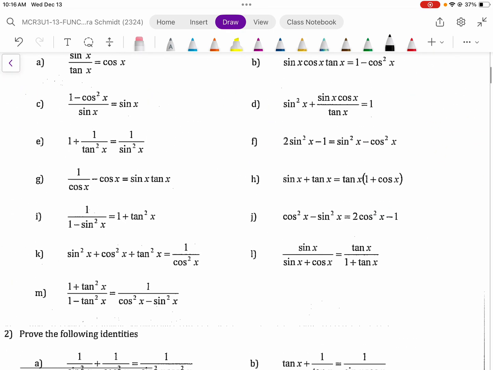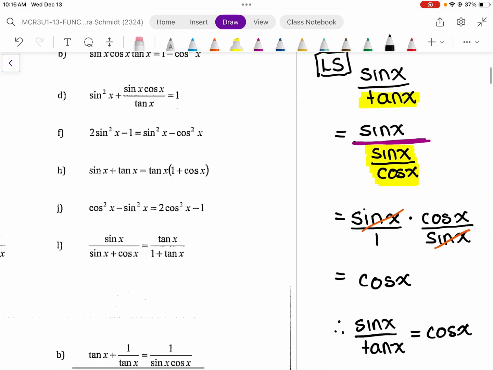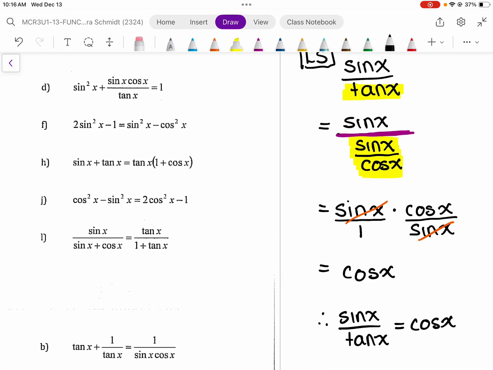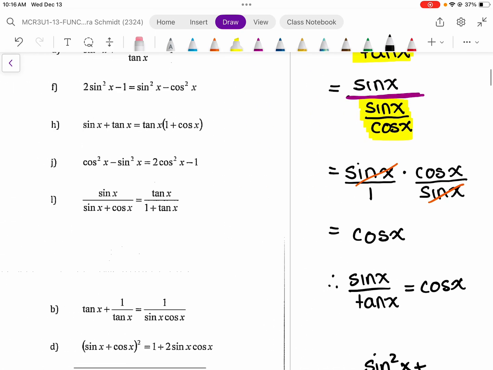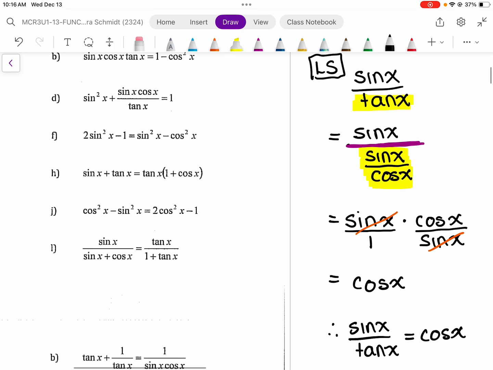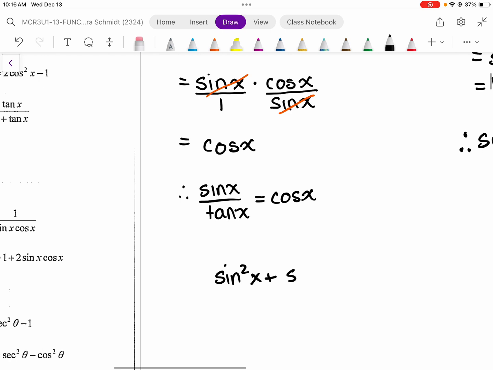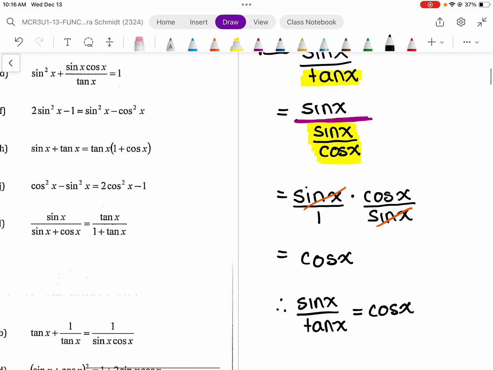Let me try the fourth one. Sine squared x plus sine x cos x over tan x. Sine squared x plus, I already forget. Feel free to stop if you had enough. Sine x cos x over tan x equals 1.